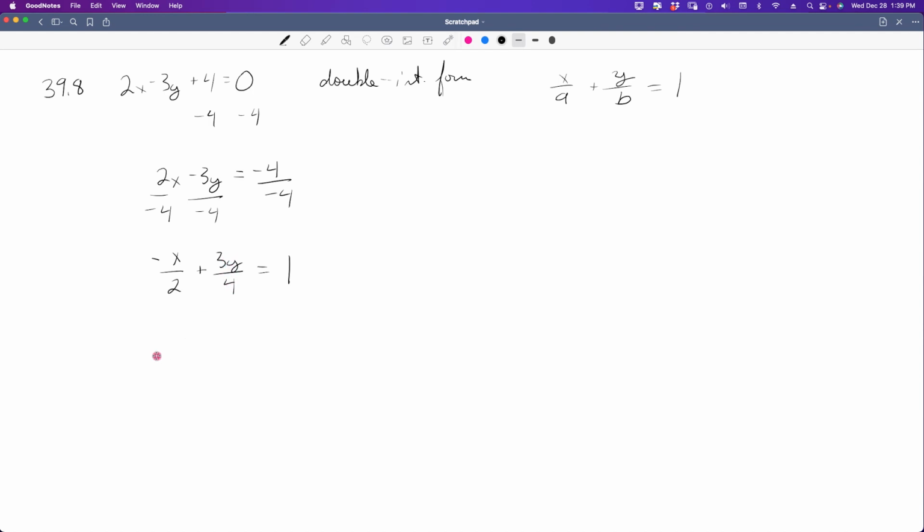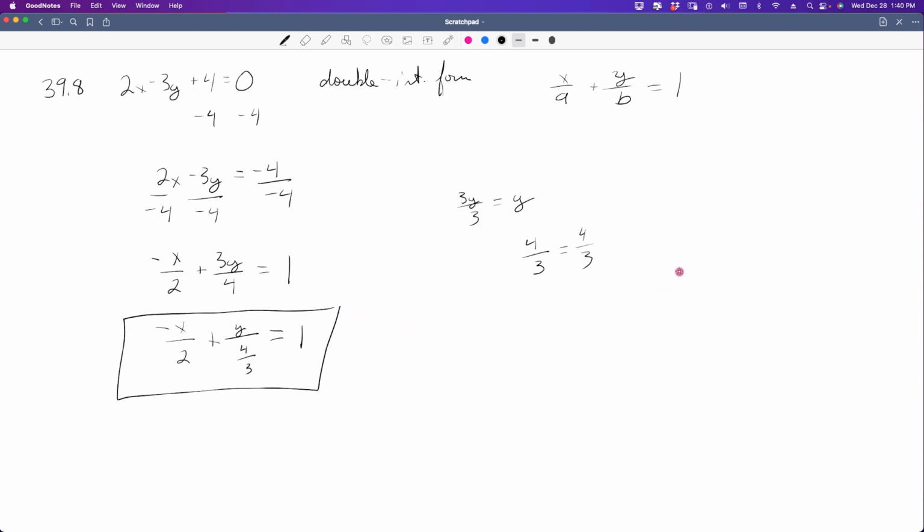So when I do that, x over 2 stays the same, plus 3y divided by 3 is equal to y. So that's going to be y on the top. And then 4 divided by 3 is equal to 4 divided by 3. So then that becomes a fraction on the bottom. 4 over 3 is equal to 1. And that is my double intercept form. That is what I would have right there.